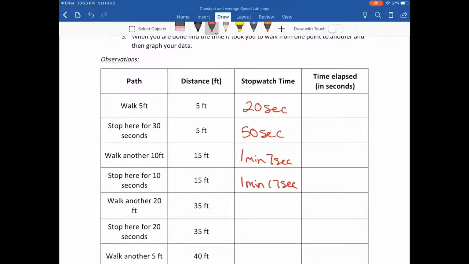When you're figuring out the elapsed time, I want you to tell me how long it took you to get from the previous point to that point. So for the walk of 5 feet, it's just the same. It'll be 20 seconds. Stop here for 30 seconds. Well, this is actually 30 seconds because you waited there for 30 seconds. And so now you walked another 10 feet. So this is going to be 17 seconds. It's not really realistic, but it was an example. So this is what I want you to write for that.